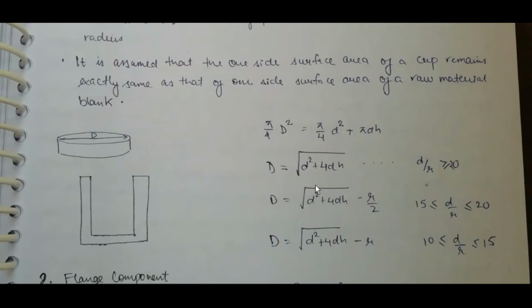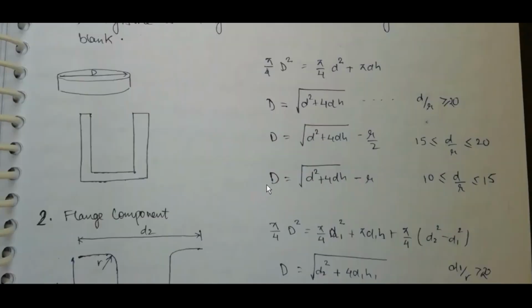For 15 less than or equal to d by r less than or equal to 20, D is equal to root of small d square plus 4dh minus r. For 10 less than or equal to d by r less than 15.